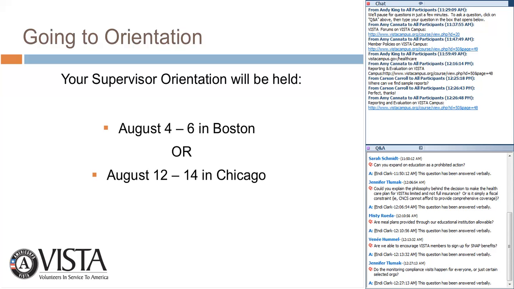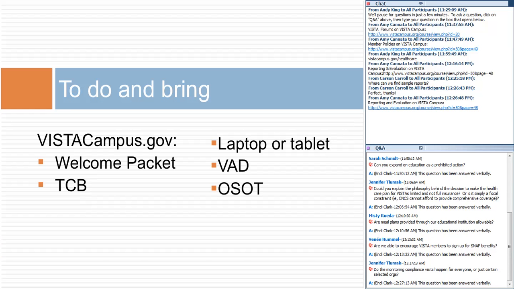And in preparation for your trip to orientation, we want you to do a couple of things, and that is visit the VISTA campus. Go to vistacampus.gov and click on the supervisors section, and at the bottom you'll see top resources, and I think it's number 2 on the list, going to orientation. If you click on that link, it'll give you a few things to read before you come. So one is a welcome packet. Again, it gives you the information, the structure of what's going to happen at orientation and some of the things to do before you get there.